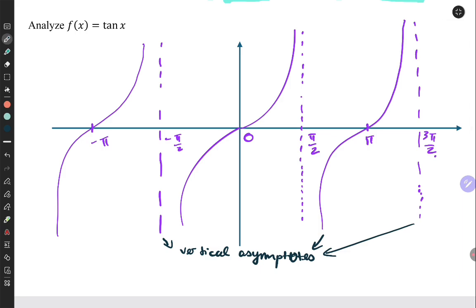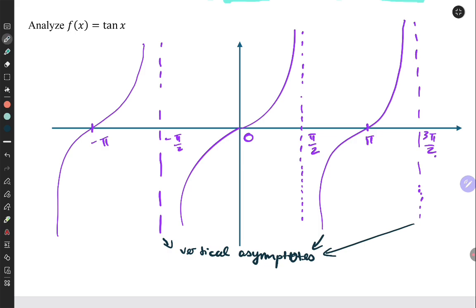If you want to learn the behavior of this function around an asymptote, let's pick the easiest one to analyze, pi over 2. Now I know the vertical asymptote is at pi over 2. If I ask the question, what's the limit when x approaches pi over 2 from the left? Positive infinity, right? Coming to pi over 2 from the left, your function goes up.